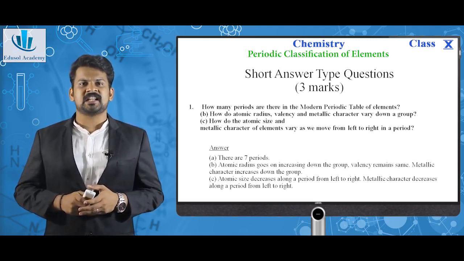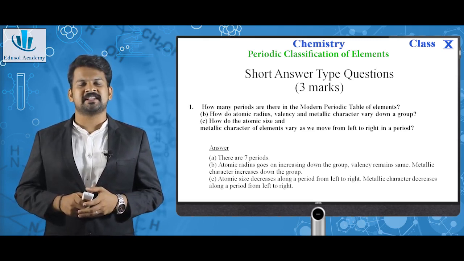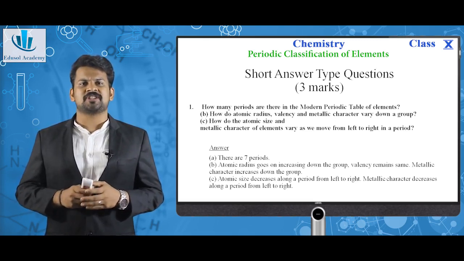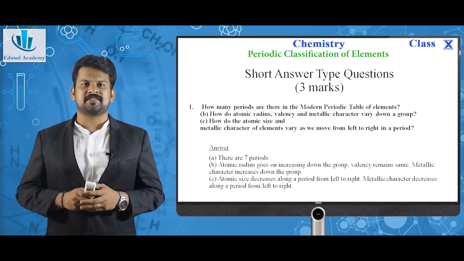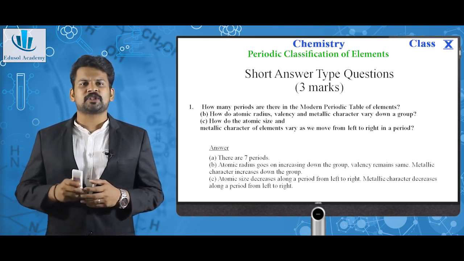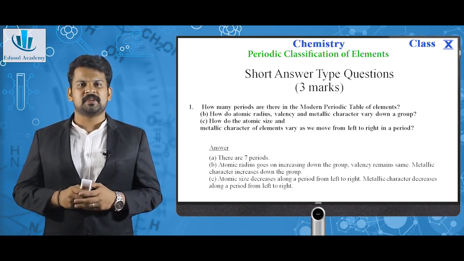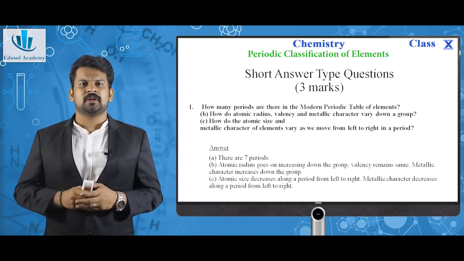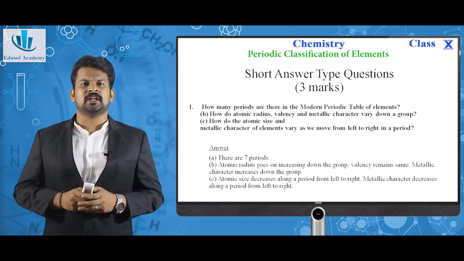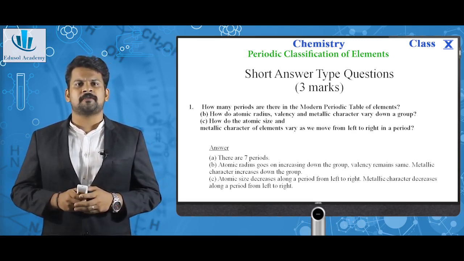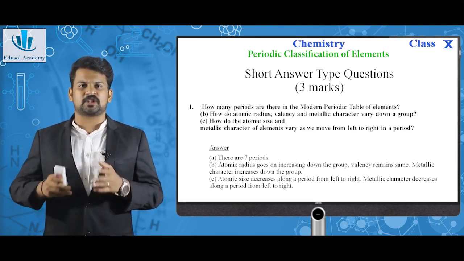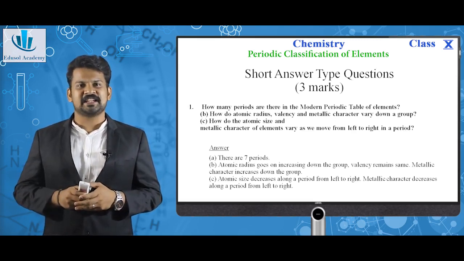Across a period, atomic size or atomic radius decreases. This is because the number of shells is the same, and electrons are added one by one on the elements. So on adding each electron, the atoms shrink due to the effective nuclear charge, the attraction between the nucleus and the electrons. So the atomic radius decreases.